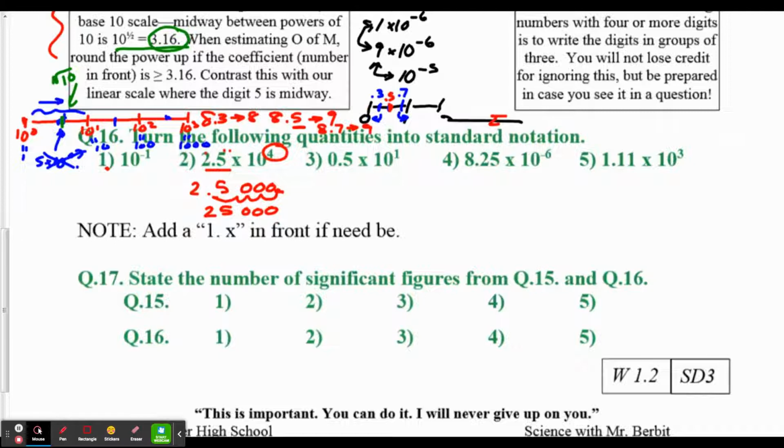You don't need a decimal on the end of it. Next one, 0.5 times 10 to the 1. That's an instruction to move the decimal one place. It's a positive, make it one bigger. Now it becomes, plain old, 5.